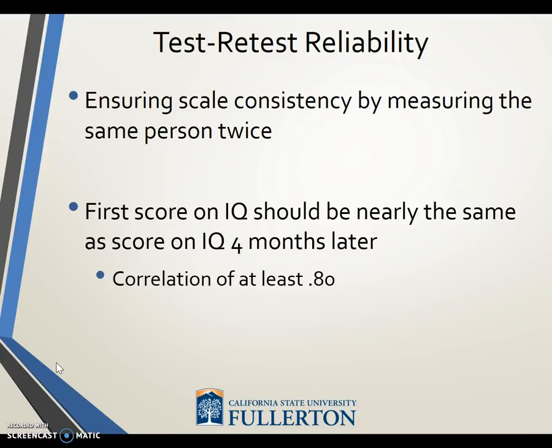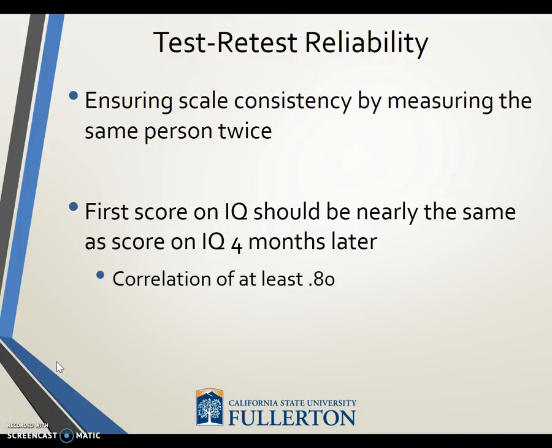So to test, let's say you've created a new IQ test. You think it's the best one out there, but you want to make sure it's reliable. You want to make sure it's consistent. So you test 100 people with it, and you check what is their IQ score. Let's say the average IQ score of these people was 115. So that was the average for everybody.